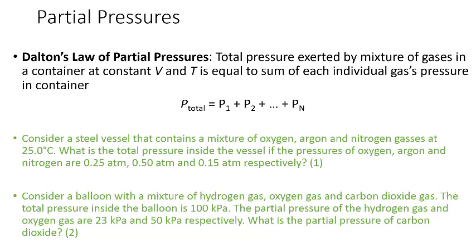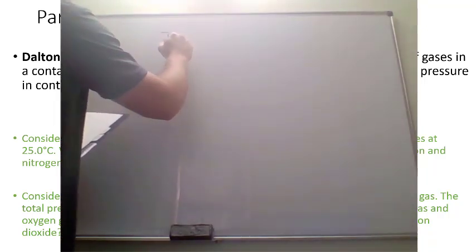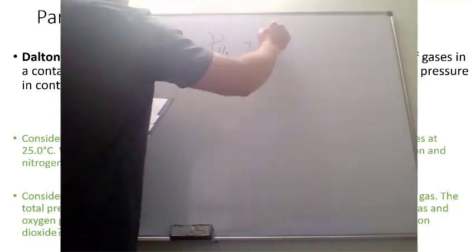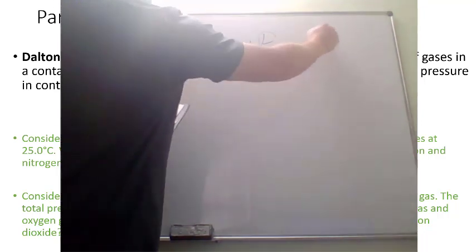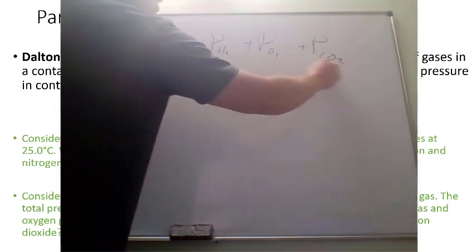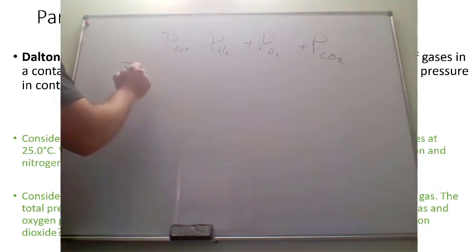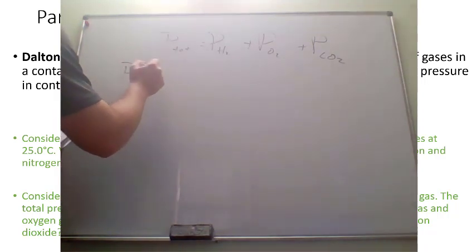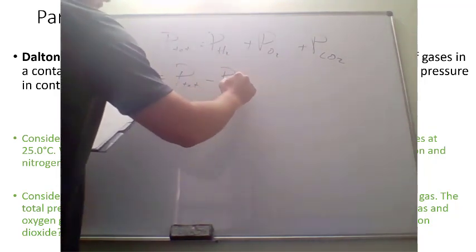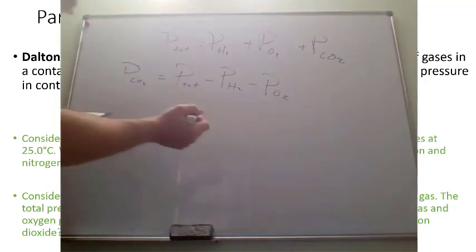For this, we're going to use that same Dalton's law of partial pressures, where the total pressure will be equal to the pressure of our hydrogen gas, the pressure of our O2 gas, and the pressure of our CO2 gas. Here we're trying to solve for the pressure of the CO2 gas. So we can rearrange this equation: the pressure of CO2 would be equal to the total pressure inside the balloon minus the pressure of H2 gas minus the pressure of O2 gas. So this is a simple plug and chug equation.